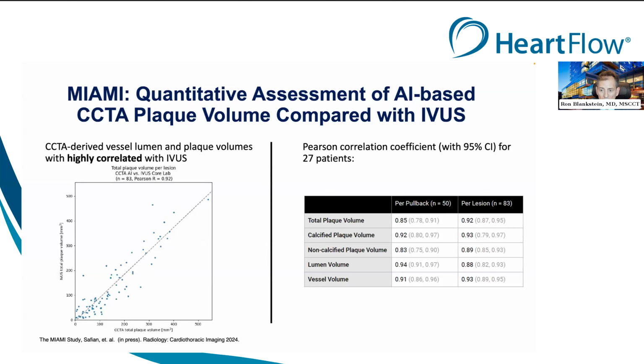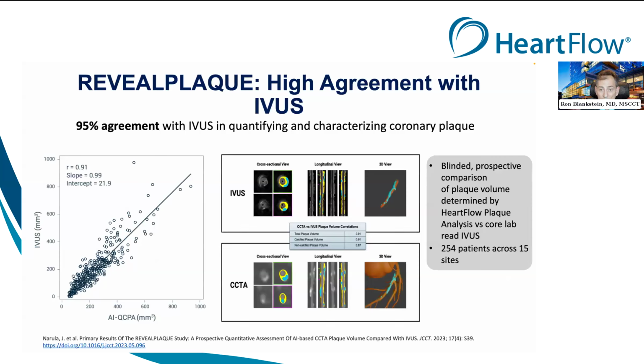On the right side of this slide, we further divide this into different types of plaque. So not just a total plaque volume that has a correlation of 0.92, but calcified plaque and non-calcified plaque also had strong correlation. So this is a single center study, but if we now move beyond that, there is a multi-center study, and I think a tremendously important study in the field, and that's the REVEAL Plaque study.